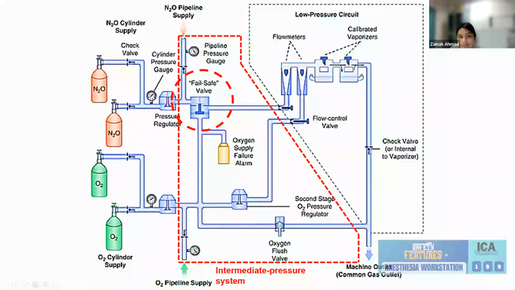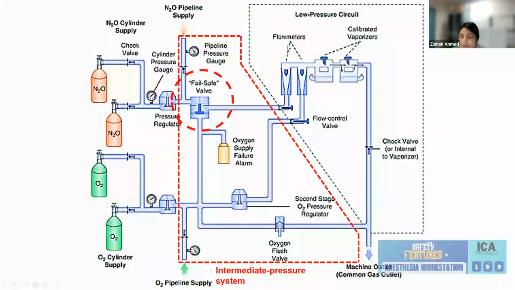And it starts with, we can see the pipeline pressure, pipeline inlet, the pressure gauge, the fail-safe valve, oxygen supply failure alarm, the second stage pressure regulator, the oxygen flush valve, the pneumatic part of the master switch, and it ends at the flow control valves. So, and then comes the low pressure system.